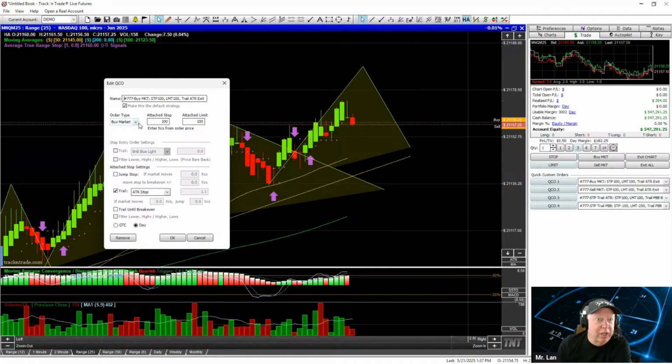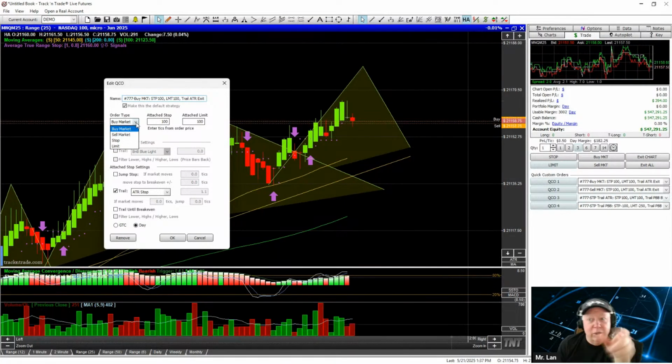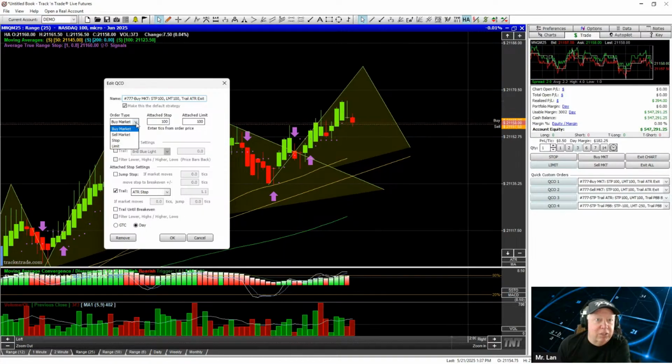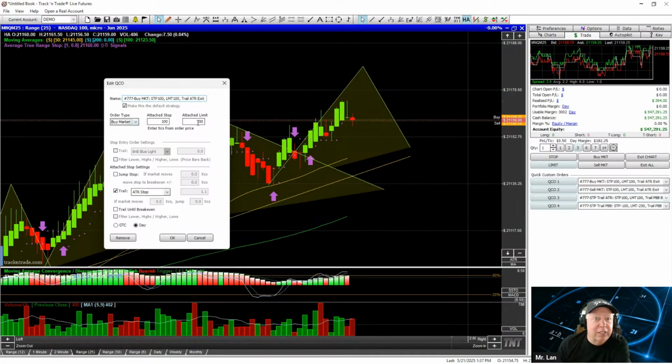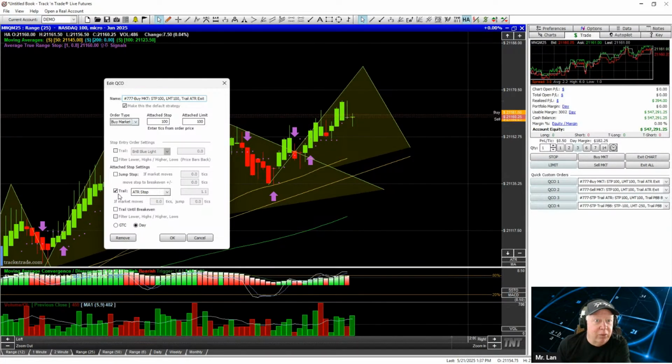But what we're going to do is we're going to have this little drop down in here. And this is what this button will do. You just make this button do whatever you want. So you program in this button. So this is a buy, and we're going to set our stop at 100 ticks and our limit at 100 ticks. And then we're going to have it trail on the ATR. So it just trails automatically.